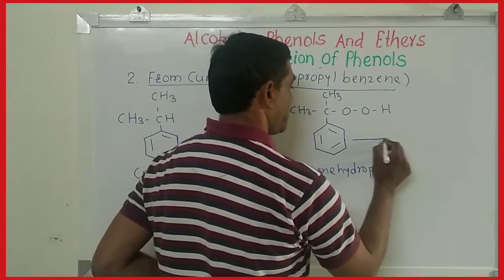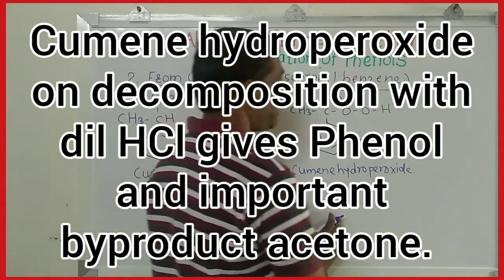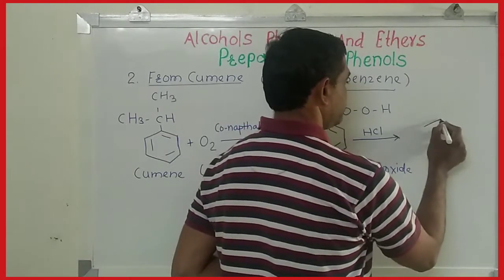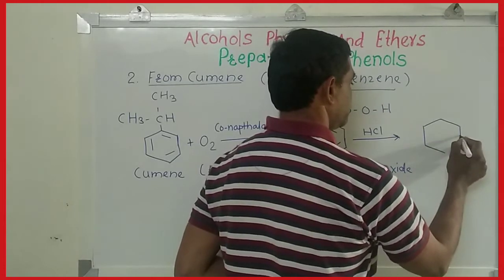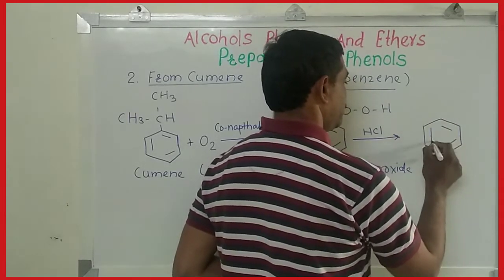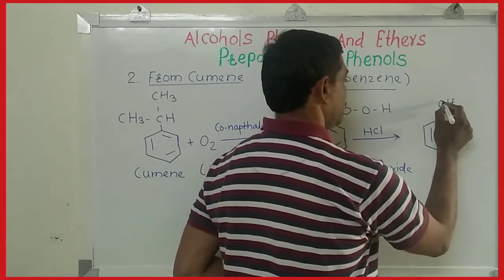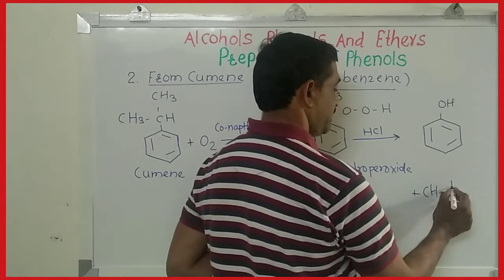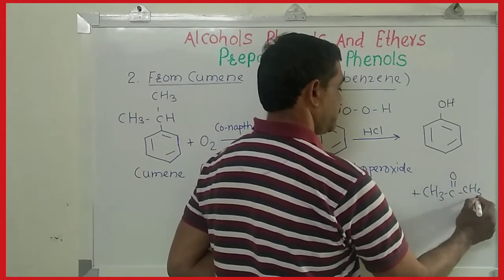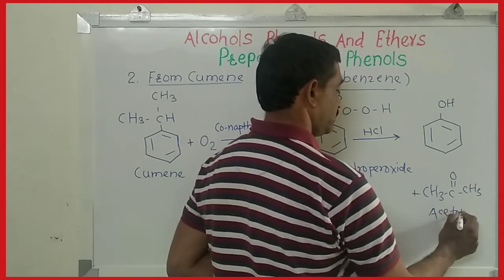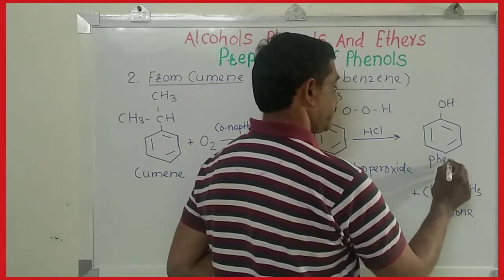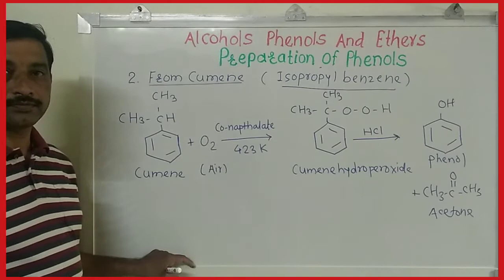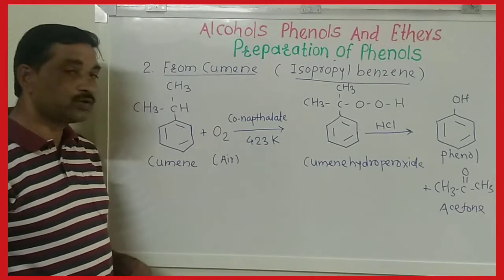And this cumene hydroperoxide is reacted with an acid like HCl, then it gives phenol plus an important byproduct, that is CH3 C double bond O CH3, which is known as acetone. So in this way we can prepare phenol from cumene.